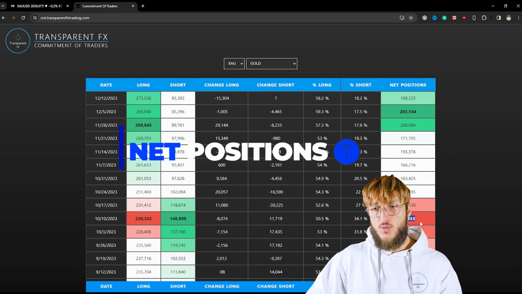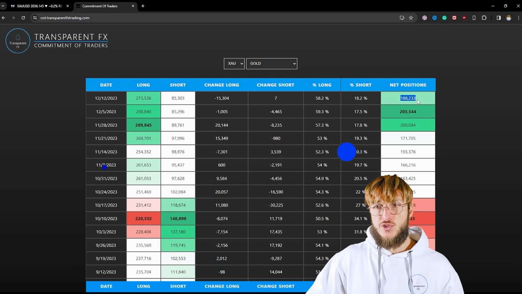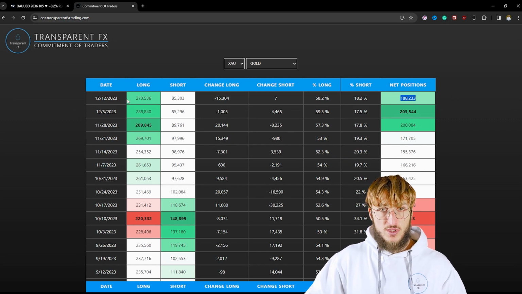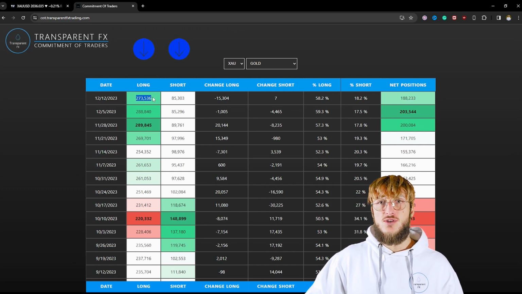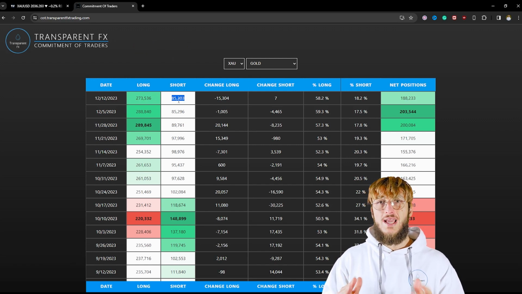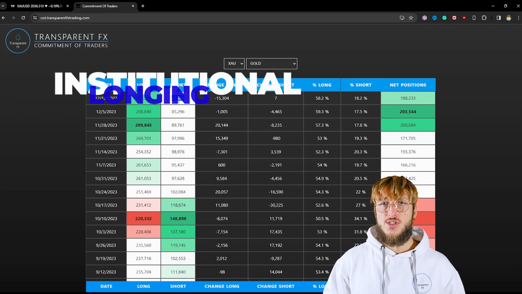So we went from 71.4k to 188.2k net positions. So essentially more than double the net positions. Currently, we have 273,500 longs compared to only 85,300 shorts. So clearly, institutions have been moving aggressively to the bullish side for gold.